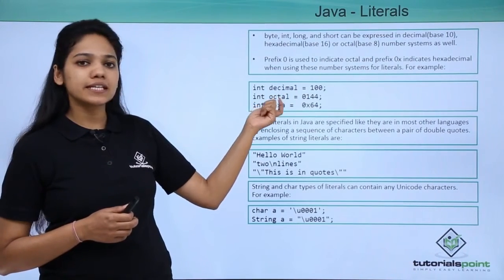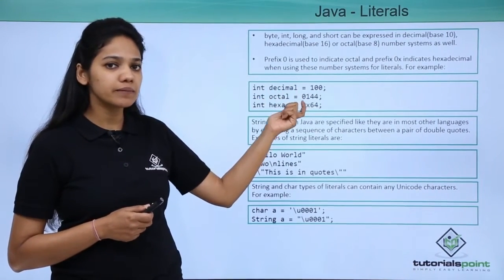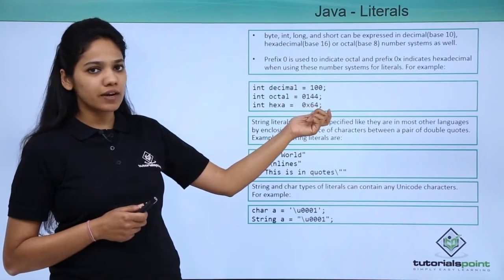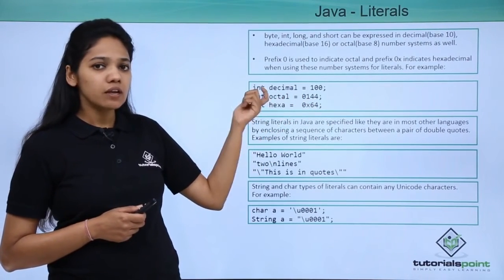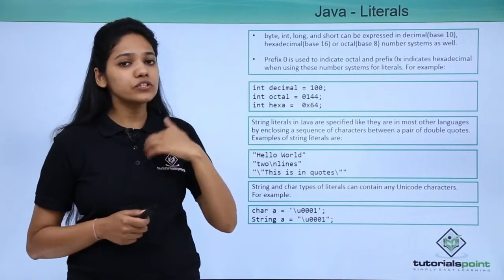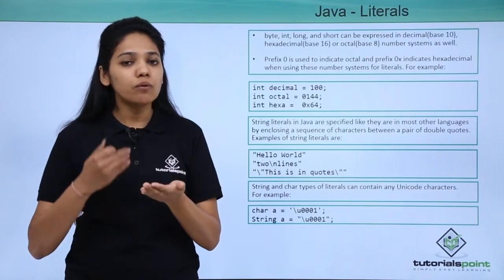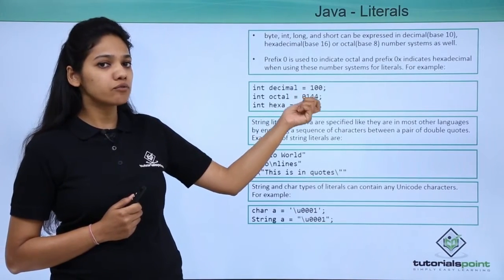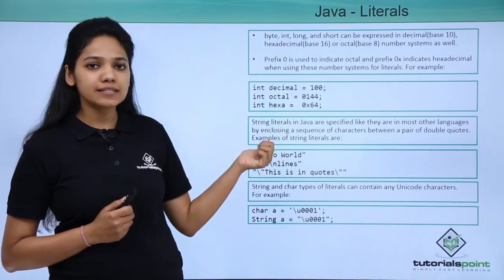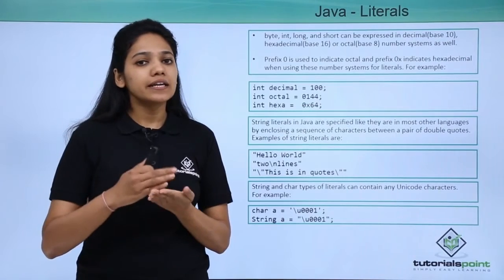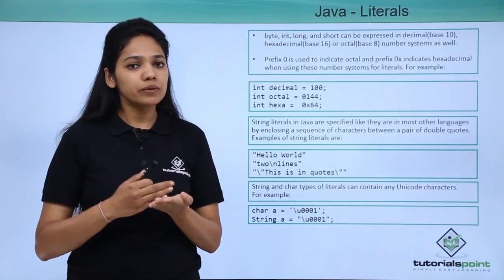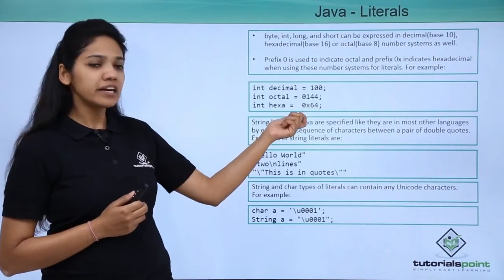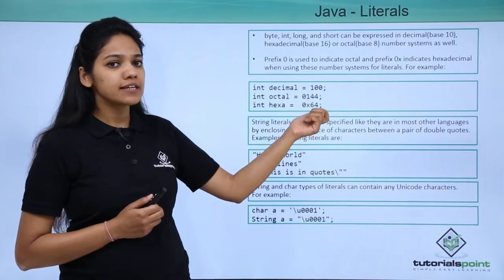Here the first one is an integer type, the variable name is decimal, with a certain value. The next one is octal, which represents its int value but prefixed with 0, here it is 0144. The next one is hexadecimal, which says that the integer value should be prefixed with 0x. In our example, it is 0x64.